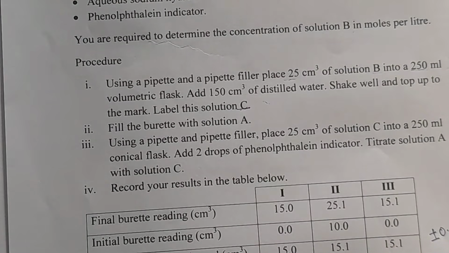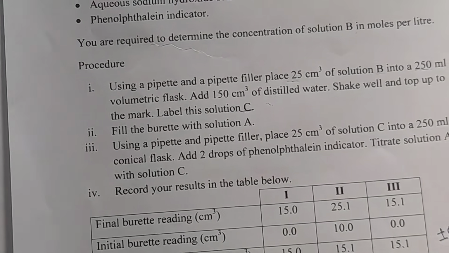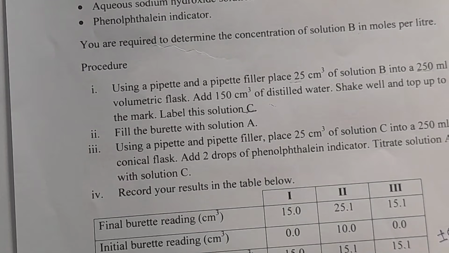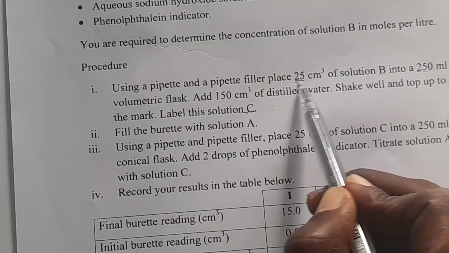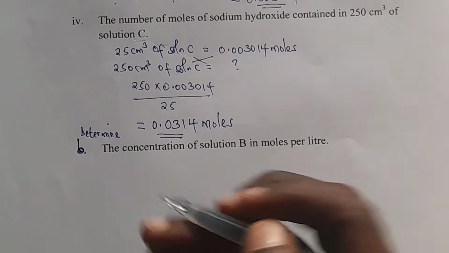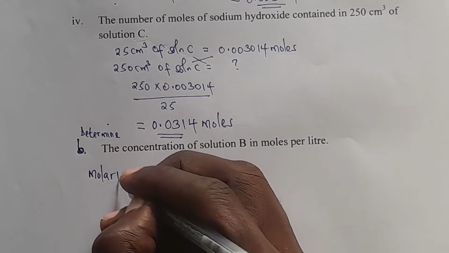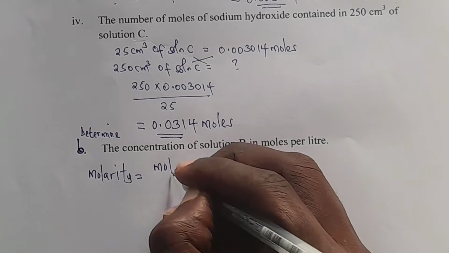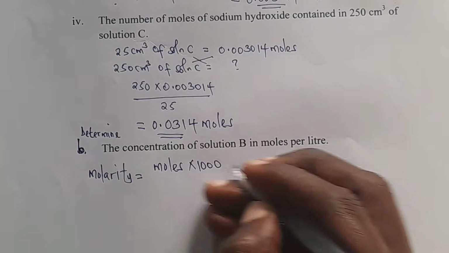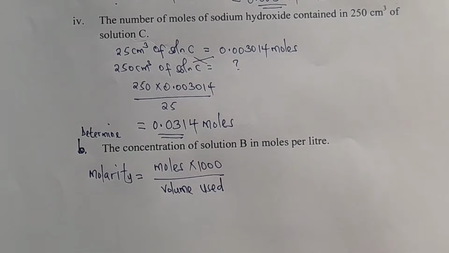So if you want to get the molarity of solution B, we have to take the number of moles of sodium hydroxide in the 250 cm³ of solution as our number of moles. Then we multiply by 1000 and divide by the volume of the sodium hydroxide, that's solution B, which was 25. So the concentration of solution B in moles per liter, which we can call molarity, will be equal to moles multiplied by 1000 over volume used. That's our formula.